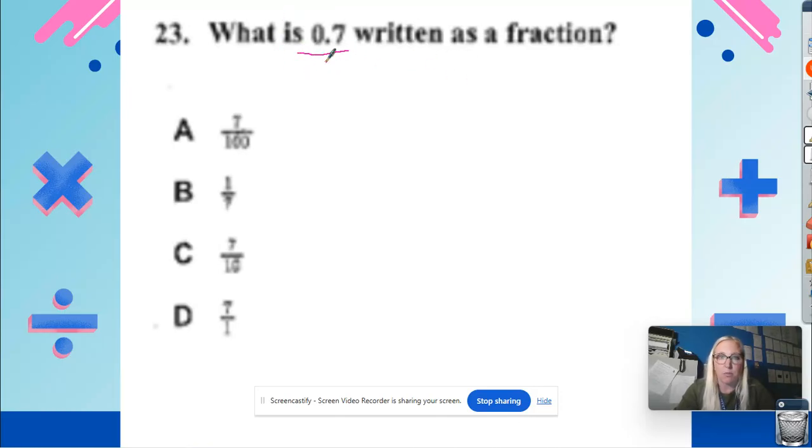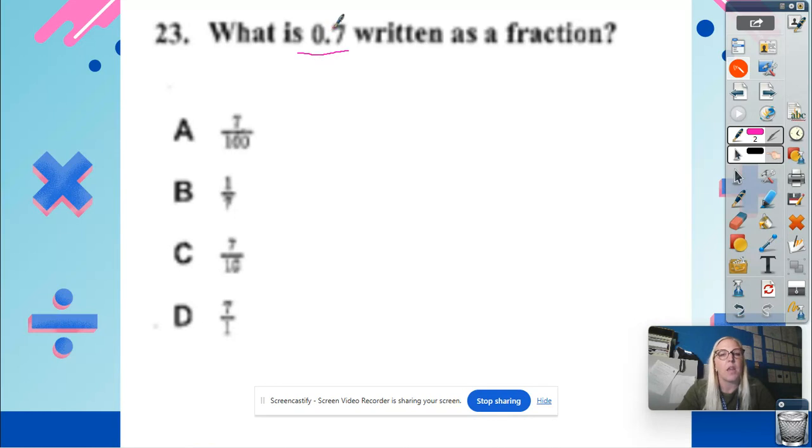So if you look up here at the number, it shows that the 7 is in the tenths place, right? If we are talking about place value in the decimals, we have the tenths place value, hundredths, thousandths, and then it continues on from there. Tenths, hundredths, thousandths. So that 7 is here in the tenths place. So what word do you hear? Tenths place. So you put that 7 over the value of 10.